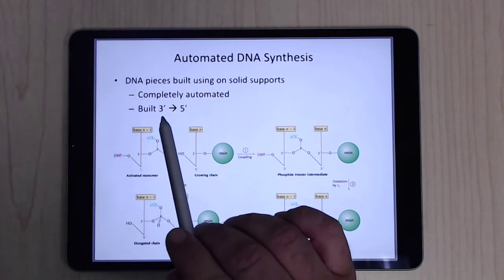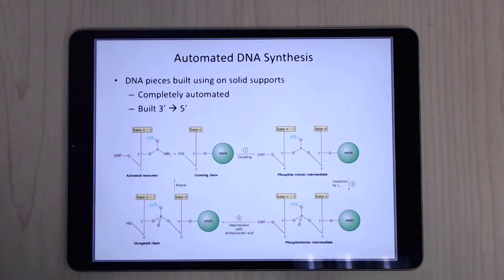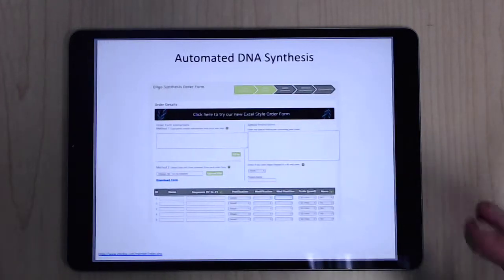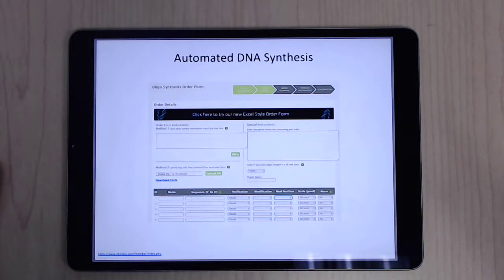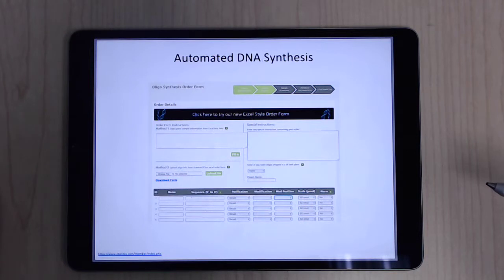Now it's got the quirk that it actually builds up 3' to 5', but it doesn't really matter. When it comes out, it'll be just what you need. So it's really simple. You literally just get online. This is the place that we use. They're literally just down the road.